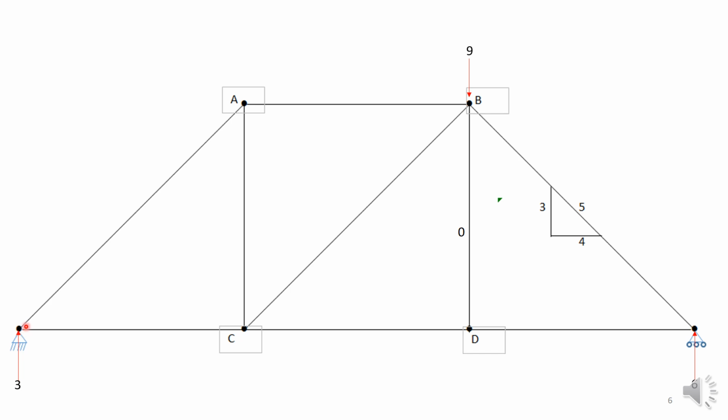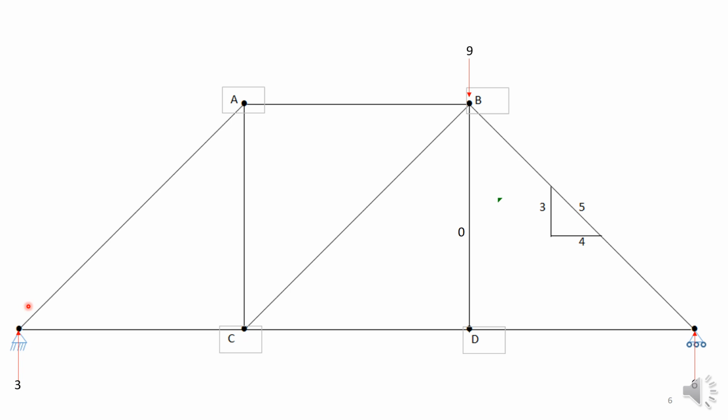If I take moments about the left hand support, the moment of the force 9 exactly opposes the moment formed by the upward force 6 at the other support. Okay, and you can also take moments about the right hand support. The same result is found. 9 is balanced by the 3 upwards in terms of moments. So when I say a balanced set of forces, I also mean balance in terms of the moments.